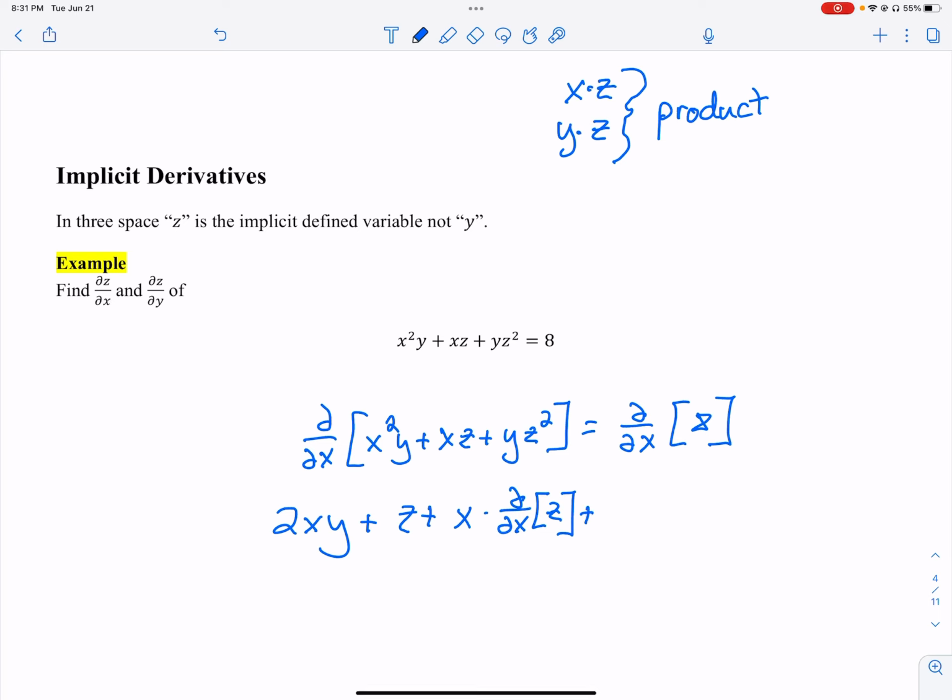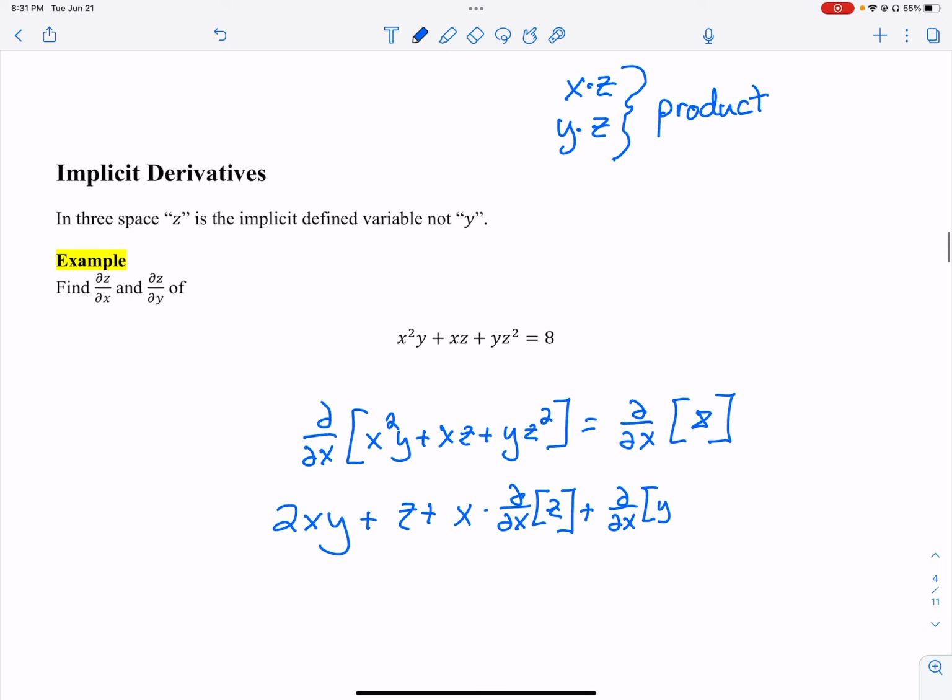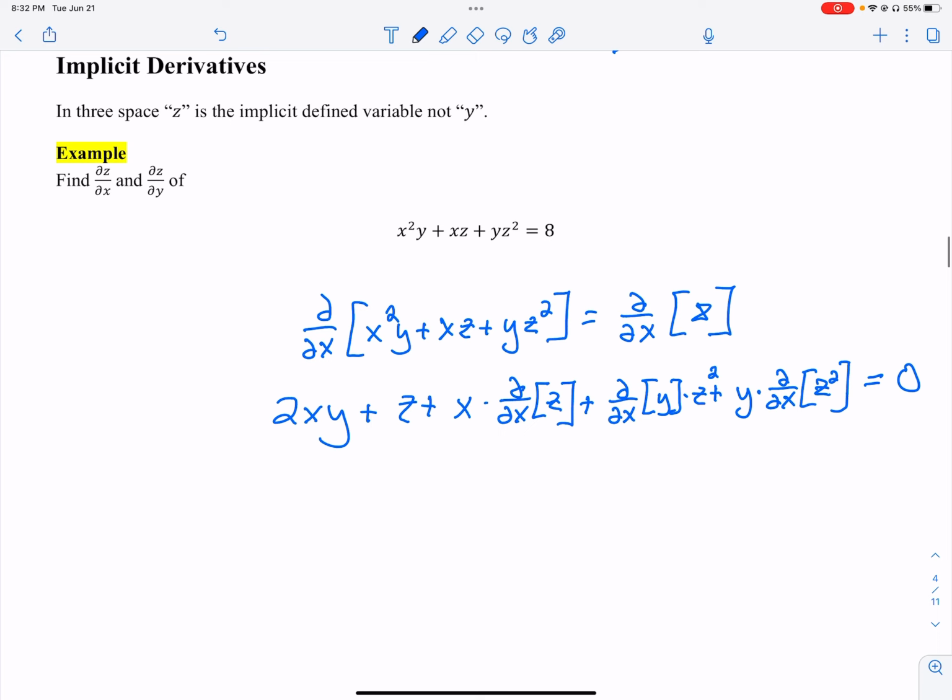Plus, now I do the product rule here. I'm actually going to show all this one of y, still bracket there, times z plus, right, and then we do z squared there. Then y times the partial derivative with respect to x of z squared. And then the partial derivative of 8 is 0. All right, let's go ahead and take all these derivatives. I'm going to move my equation over.